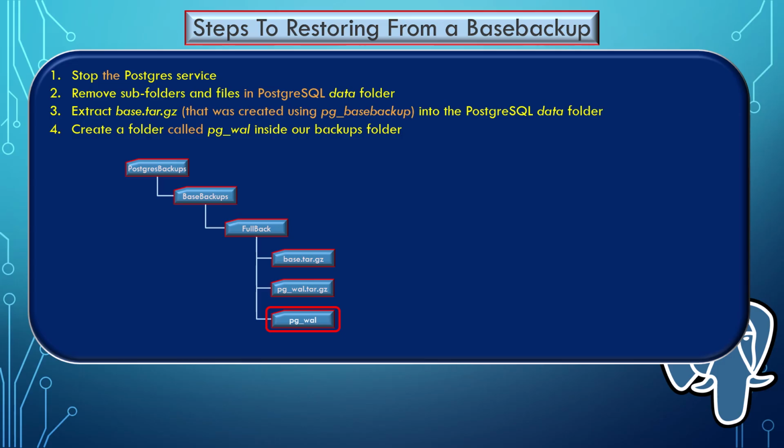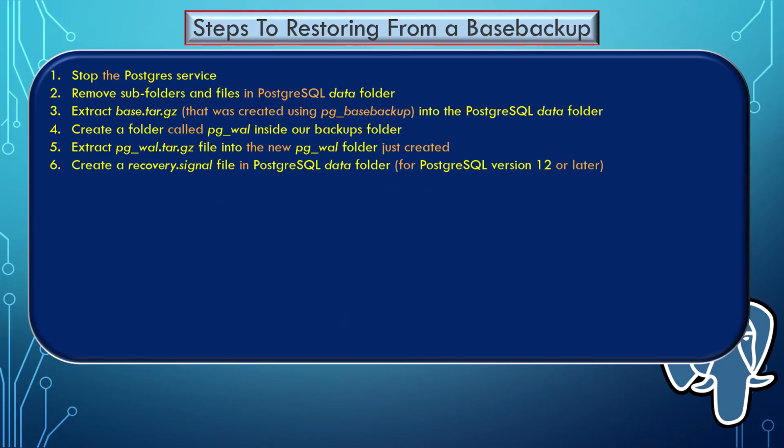Then create a folder called pg_wal inside our backups folder. Then extract the pg_wal tar.gz file into the new pg_wal folder that we just created. Next, create a recovery.signal file in the PostgreSQL data folder. Note that this step is for PostgreSQL versions 12 or later.